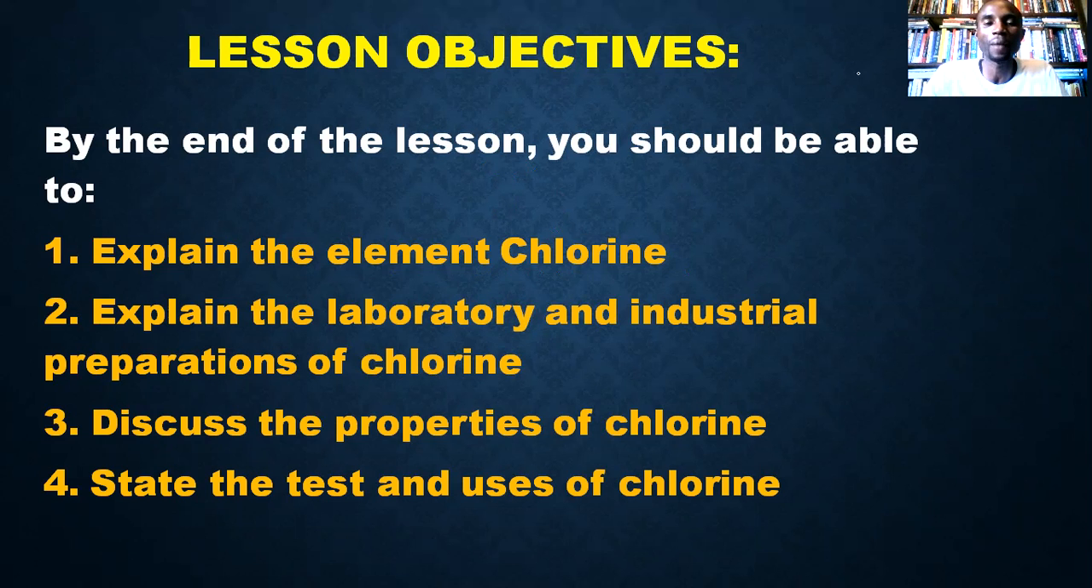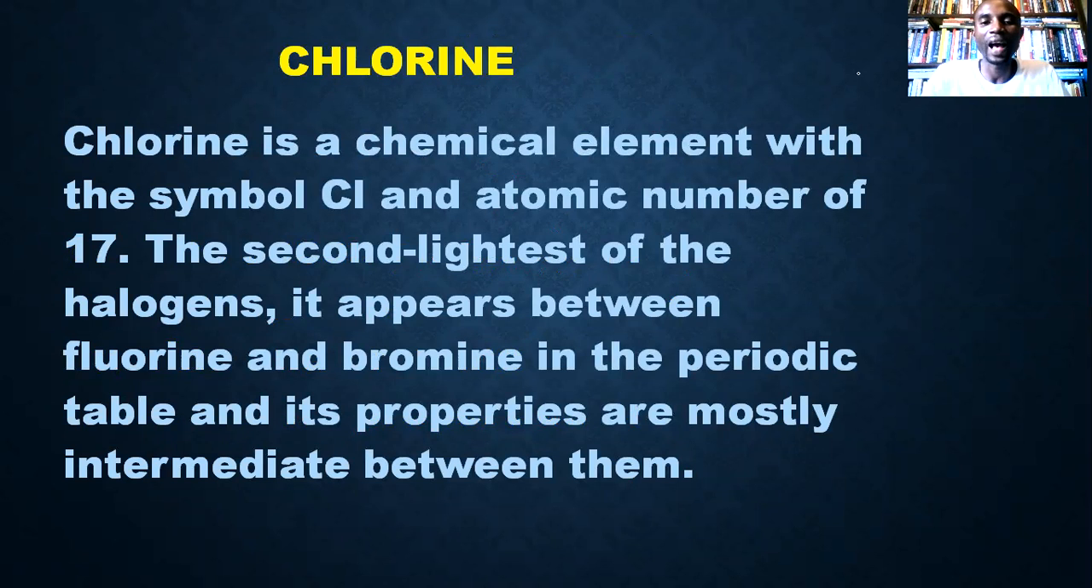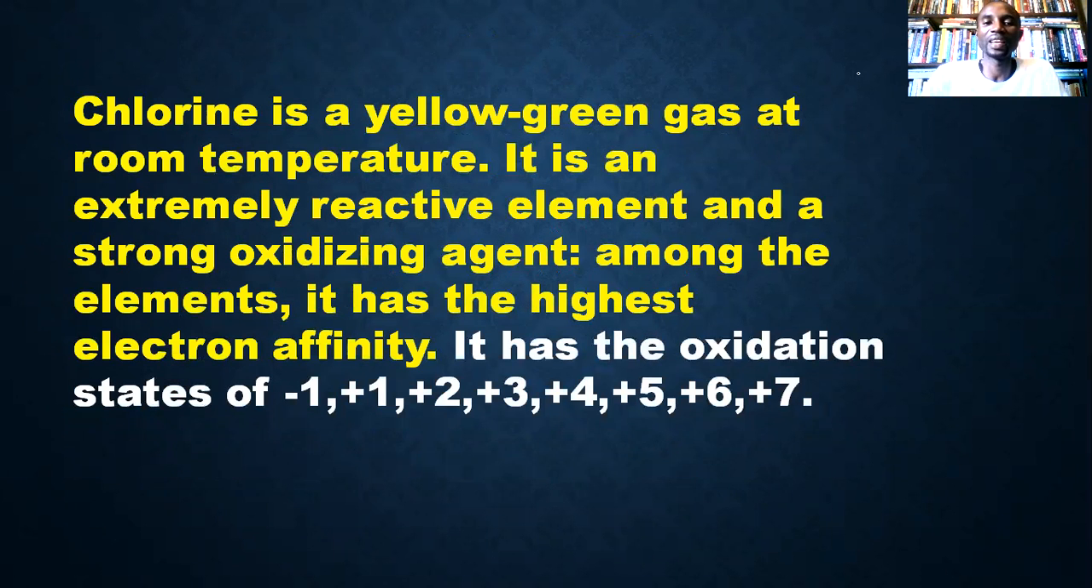These are the things we want to achieve by the end of this particular video. So let's follow them one after the other by starting with what actually is chlorine. First of all, chlorine is a chemical element we have in the periodic table with the symbol Cl, capital C and small l written together, and the atomic number of 17. Chlorine is the second lightest of the halogens, which is group 7. It appears between fluorine and bromine in the periodic table, and its properties are mostly intermediate between those of fluorine and bromine.